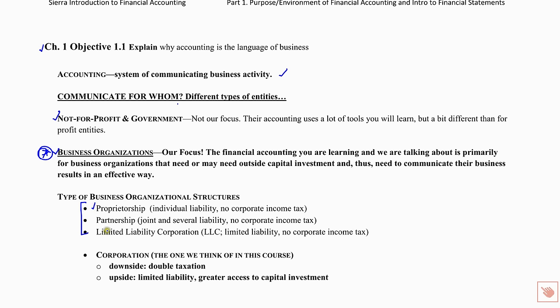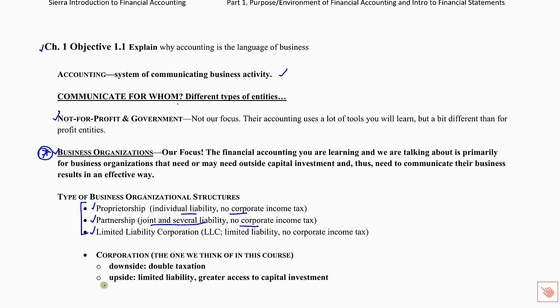A proprietorship is you own a business. You say, I'm going to start cutting grass. That's my business. You are individually liable, but you don't pay corporate income tax. You only pay your personal income tax. Partnership, you and a friend have a grass cutting company. You have joint and several liability. So if your buddy can't help pay the debts, but you can, you have to pay. But there's still no corporate income tax.